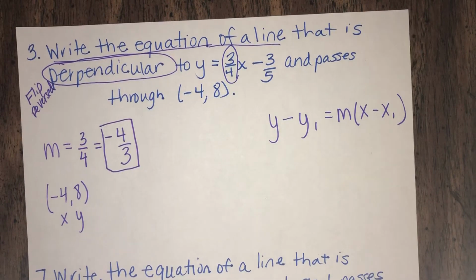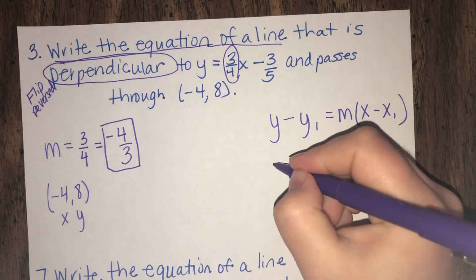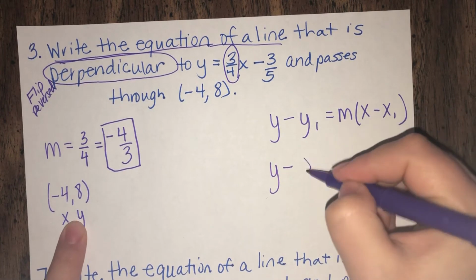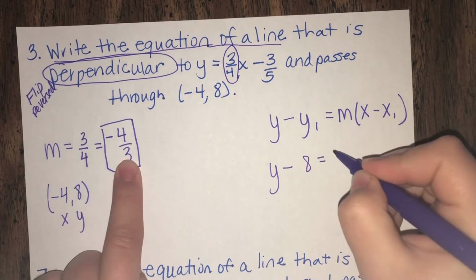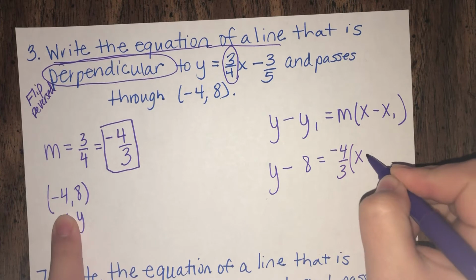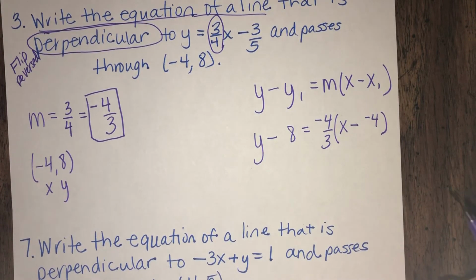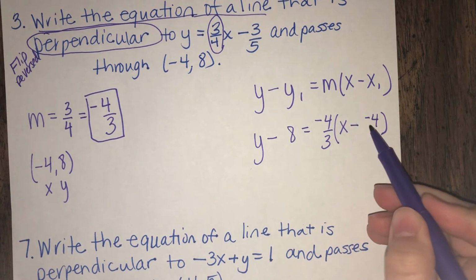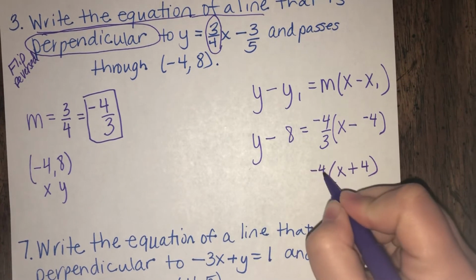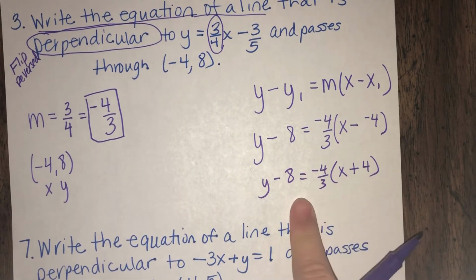Here is your m, here is your point. Pretty straightforward from here. We're gonna plug in what we have. Y minus y1 is your 8. M is your -4/3. And x is a -4. As I've discussed in the past, those double negatives do technically turn into a positive, which could make the equation look like this.